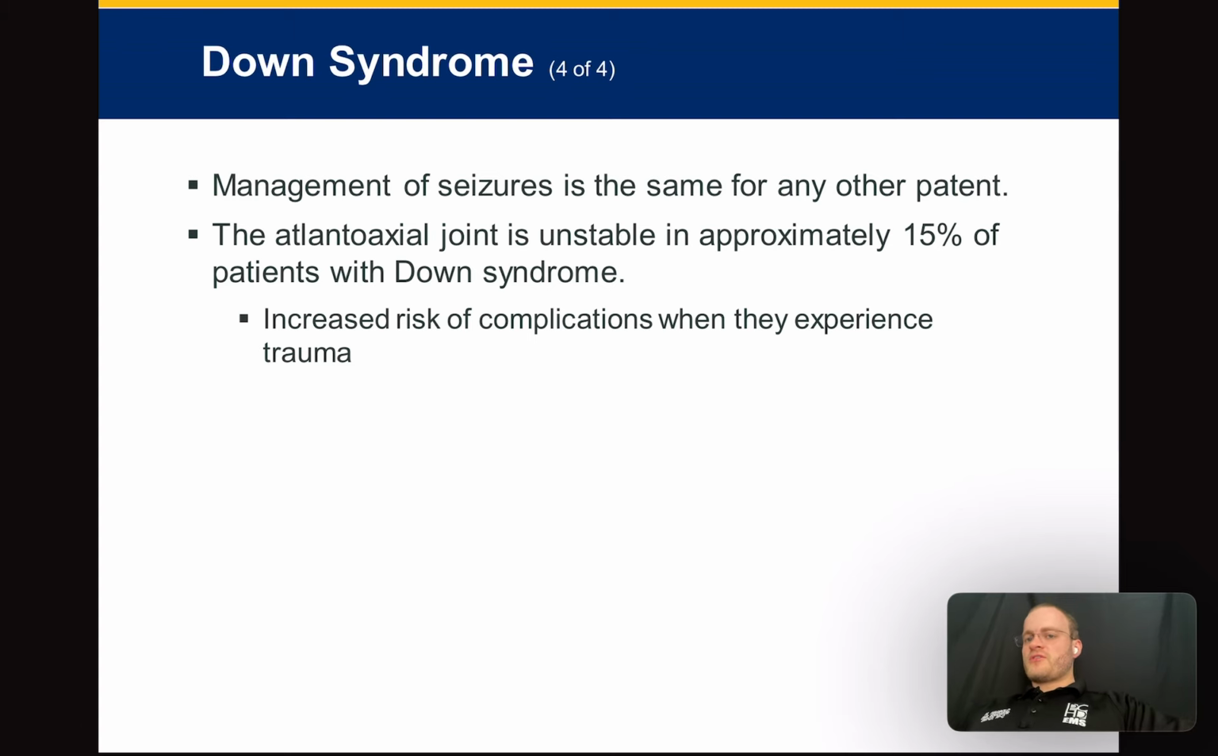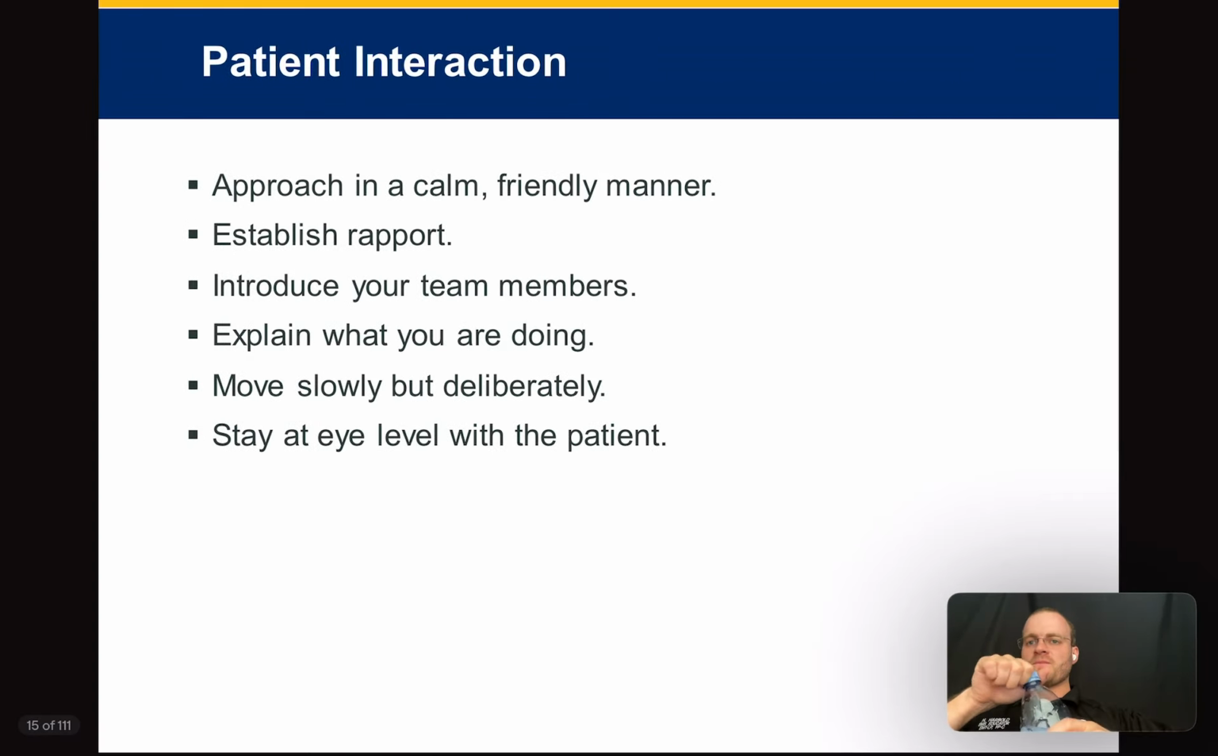And so management of seizure is the same for any patient. So the atlantoaxial joint is unstable in approximately 15% of Down syndrome patients. So what's the atlantoaxial joint? It's the joint right here in the back of your head that holds your skull onto your spine. And so there's increased risk of complications when they experience trauma. If this joint that's holding your head onto your spine is unstable in 15% of these patients, you can imagine if they fall and smack their head, the consequences that could have. So that's why they're telling you that, okay?